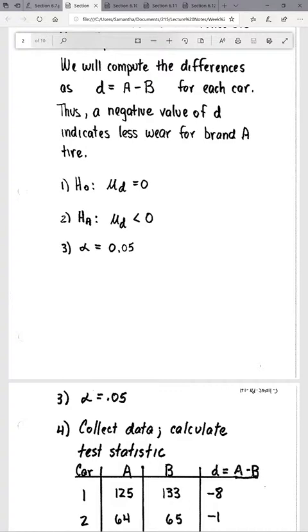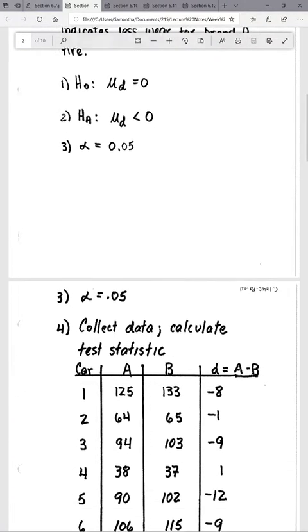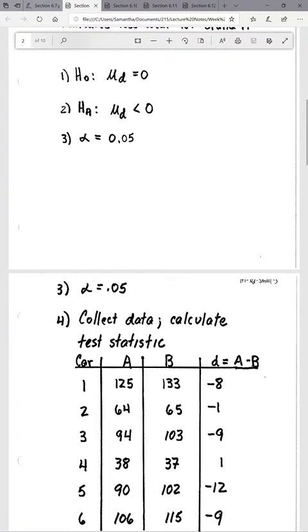So to follow our 7 steps, step 1, our null hypothesis would be mu d equals 0. Our alternative hypothesis would be mu d is less than 0, and our alpha value would be alpha equals 0.05. Whoops, I wrote that twice.